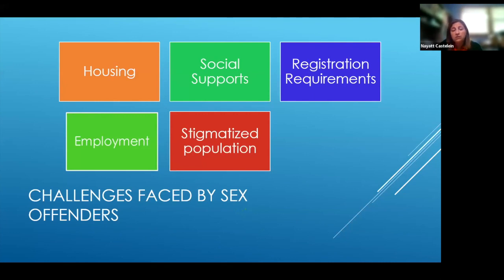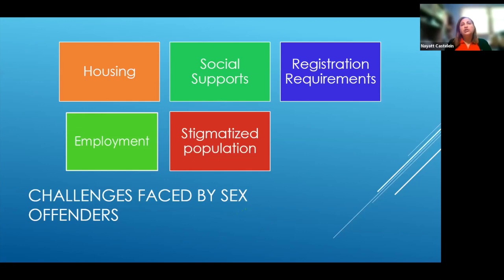Employment is difficult. Some people don't want the liability of having a registered sex offender working for them. And also because they have to register their employment with MSP, and it is a public registry, depending on their offense, a lot of employers don't want that. So that kind of limits their options for employment.